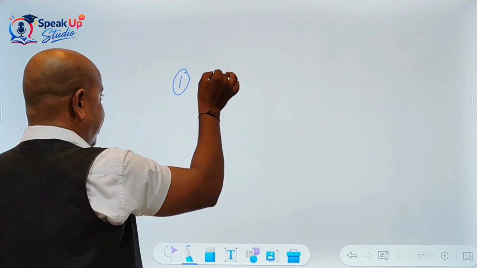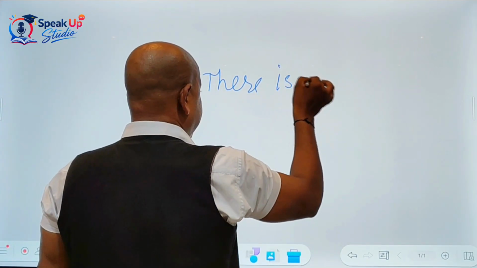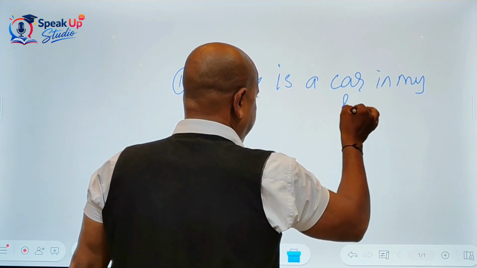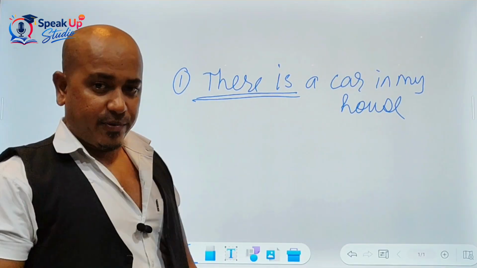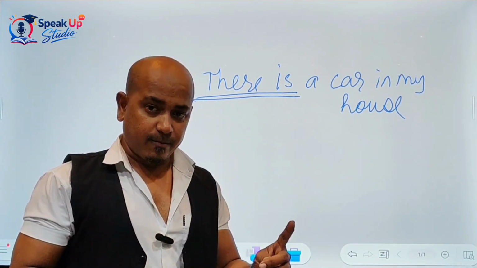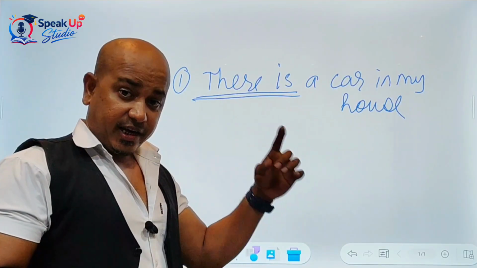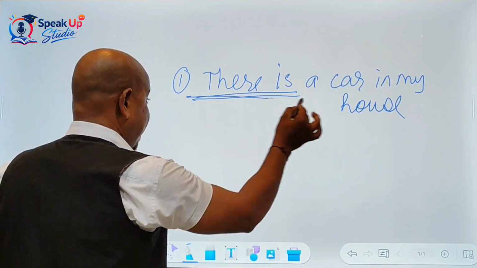Let's look at some examples. The first example: if I want to say something about my house, "There is a car in my house." Now the question is, why am I using "there is" with a car? Because I'm talking about a single car, correct? So if I have to talk about a single thing, then definitely I have to use "there is."